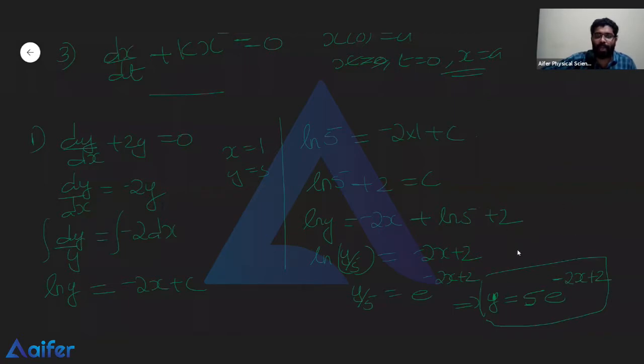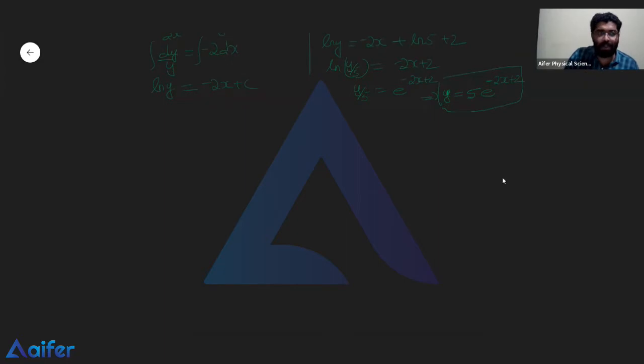Now we'll go for the second. The second question is a very simple one. dy by dx equal to x square y with the condition y equal to 1 at x equal to 0. So this is dy by y equal to x square dx. Upon integration, you will get log y equal to x cube by 3 plus some constant. If you substitute this condition, log 1 equals 0 plus c, which means your constant c equals 0. So you get ln y equal to x cube by 3, so y equal to e raised to x cube by 3. That is the answer to the second question.